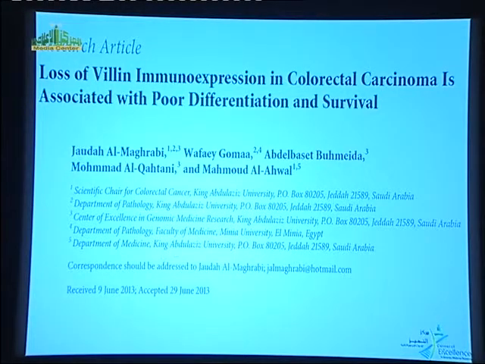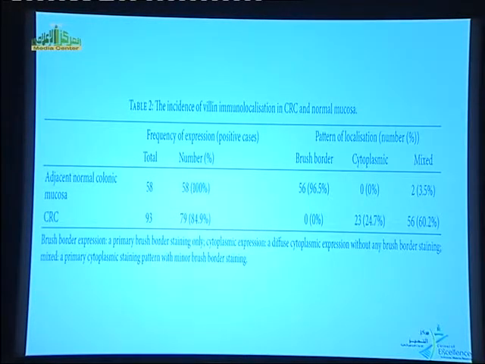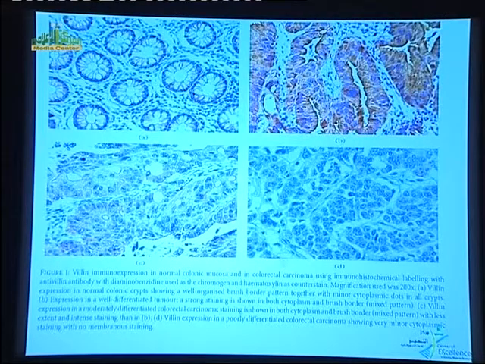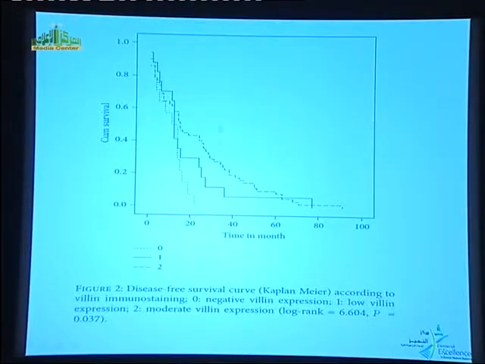Also, we studied villin as a protein to see if it has any impact as a prognosticator. It's 100% expressed in normal colonic mucosa, while 84% or 85% of our samples show positive villin. This is by immunohistochemistry: normal, well differentiated, intermediate, and this is poorly differentiated with loss of villin. It seems that high villin behaves better than negative or no expression of villin.